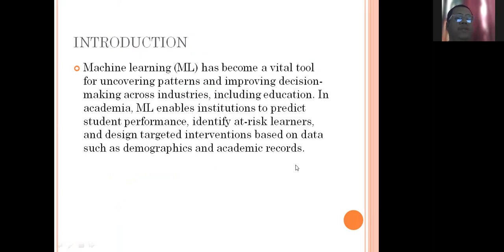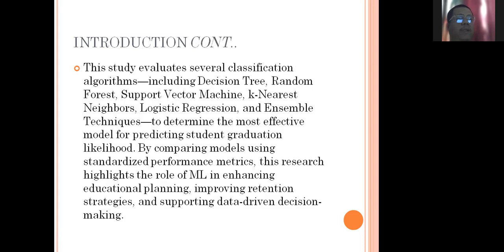So, machine learning has become a vital tool for uncovering patterns and improving decision making across industries, including education. In academia, it enables institutions to predict which students are at risk, their performance, and targeted interventions based on data such as demographics and academic records.